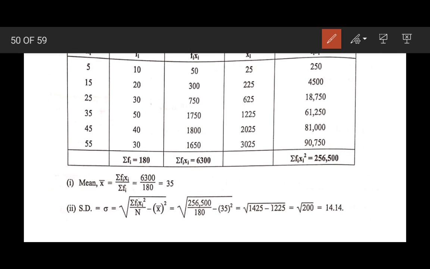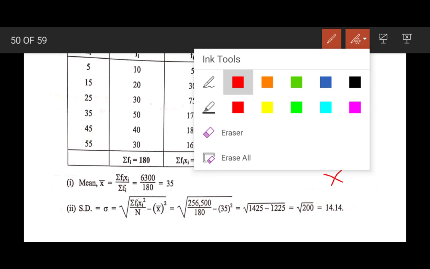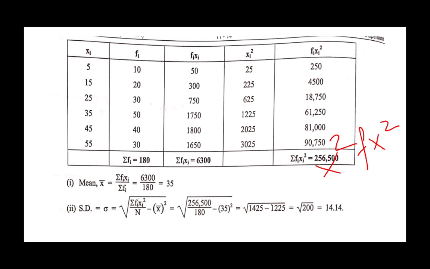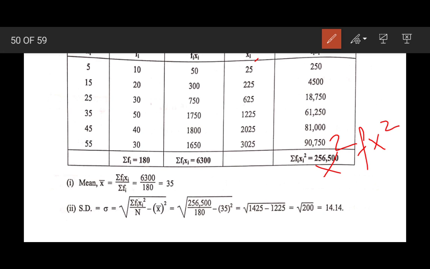The first step is clear. Now the next step, we are going to use the other formula. For that, the second thing is we have to find f into x square. The next column will be f into x square. But before that we have to find the x square column. This is the x square column, right?